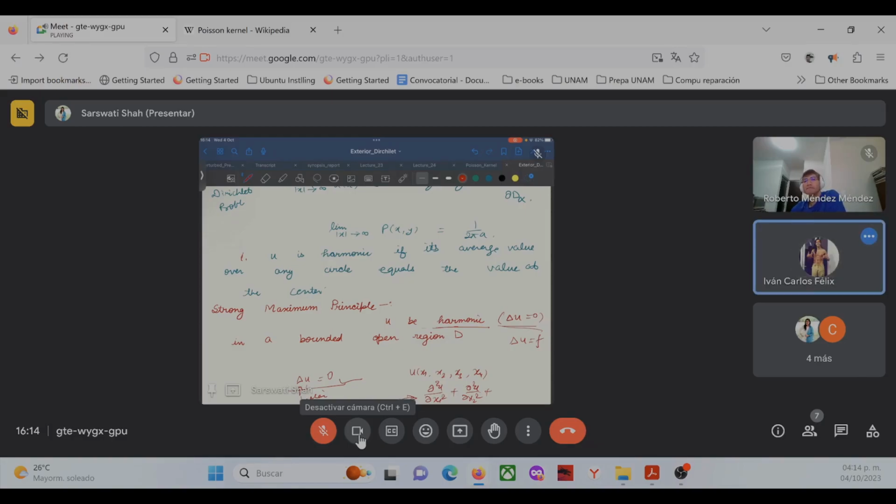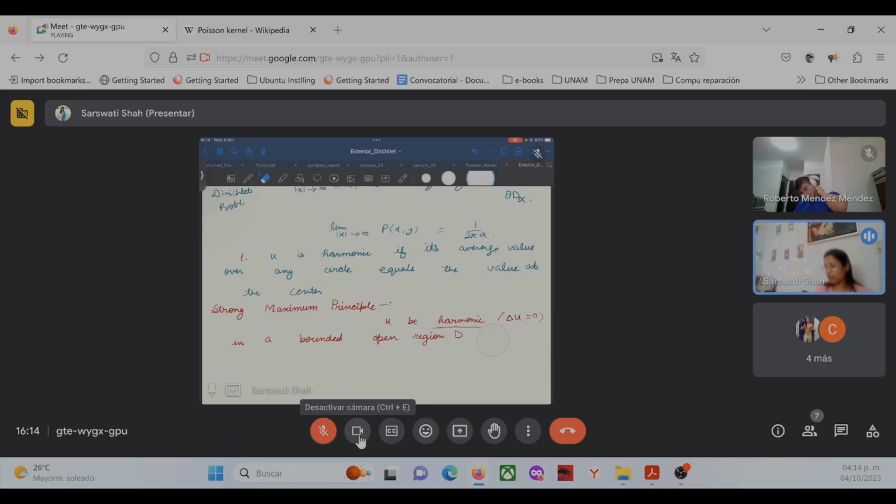Yes, perfectly clear. There is no relation between whether we are writing the solution of a Laplacian or the solution of a Poisson equation. That's why we are calling it some name. We are just giving it some name.